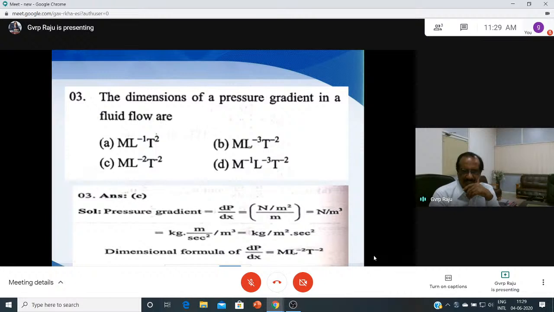And meter square is L square, and this is T square. So now it is M L minus 2 T minus 2. So the answer is C. This is a simple question.